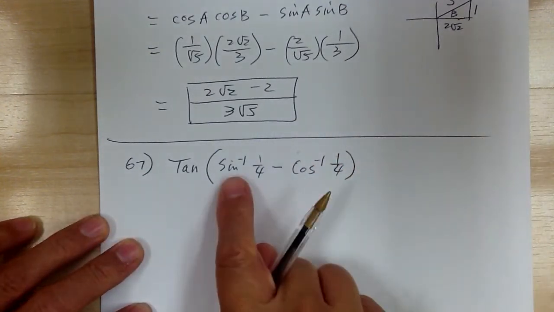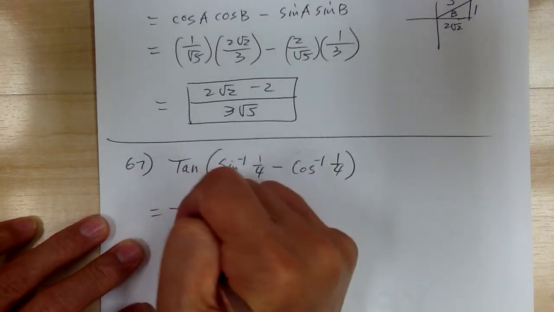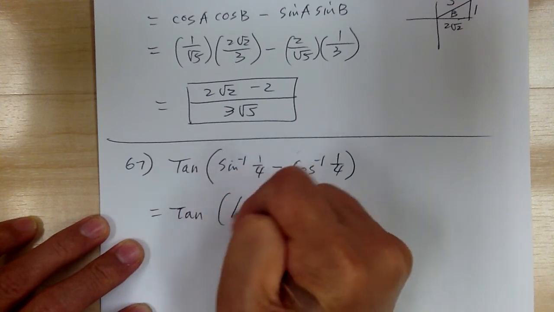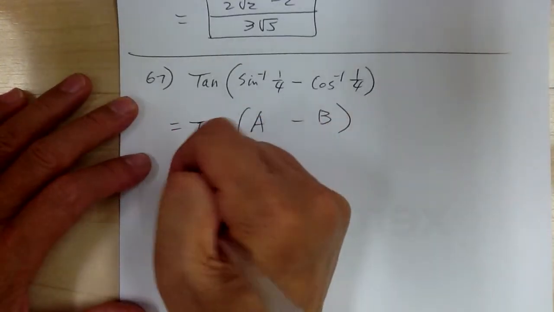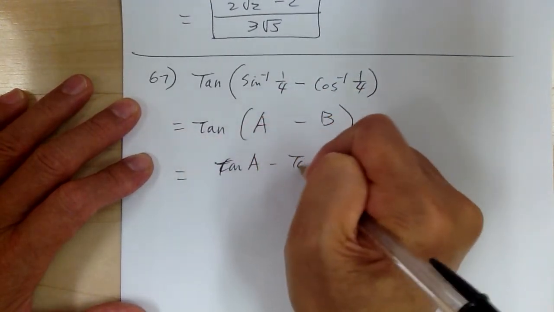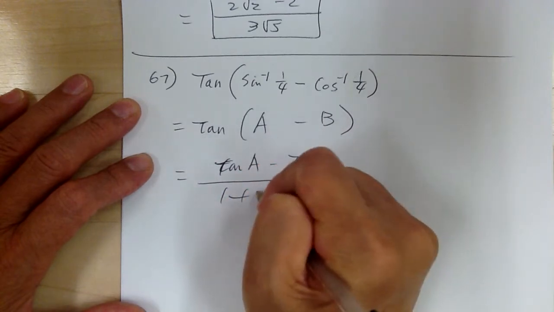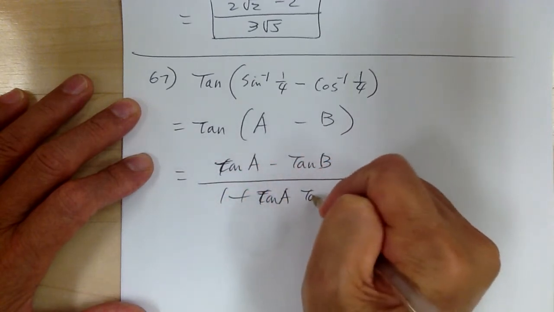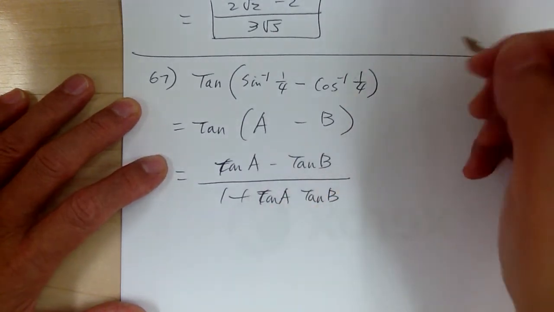Again, right away, as soon as you see inverse function, that's your angle already. So this is equal to tangent of A minus B. When you expand that, this is going to be equal to tangent A minus tangent B over 1 plus tangent A tangent B. So now you have to draw your triangle to get the values.